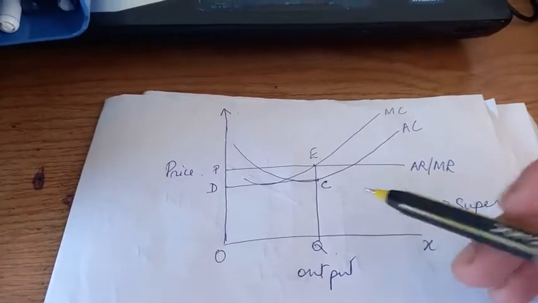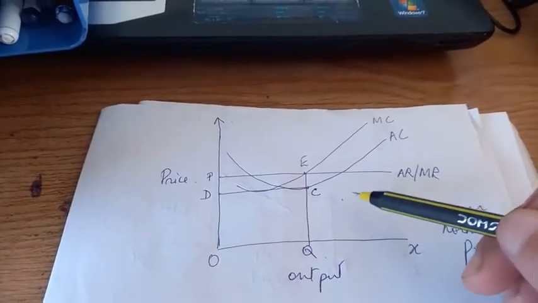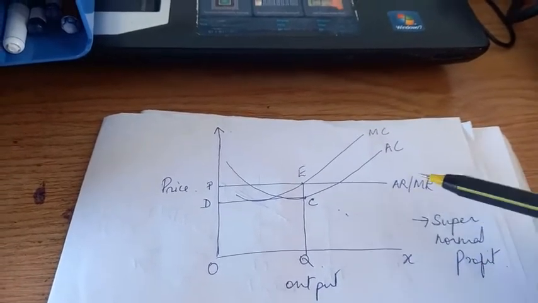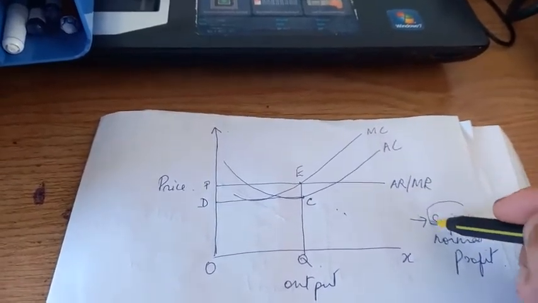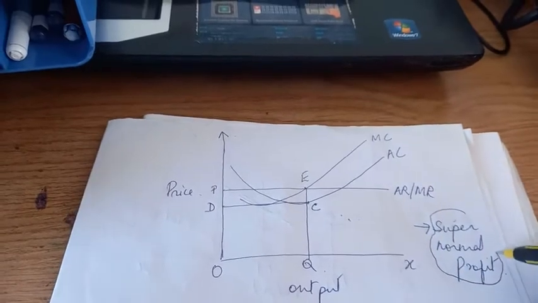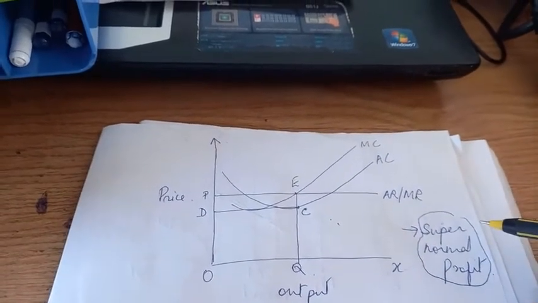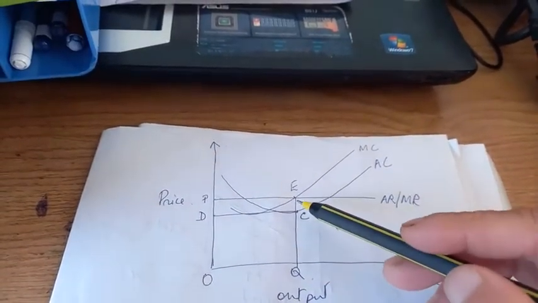Okay, looking at this diagram, what we can see is that it depicts a situation when a firm is enjoying supernormal profit. How do we know that? It is just by looking at the diagram.